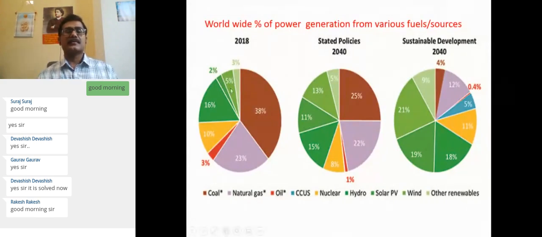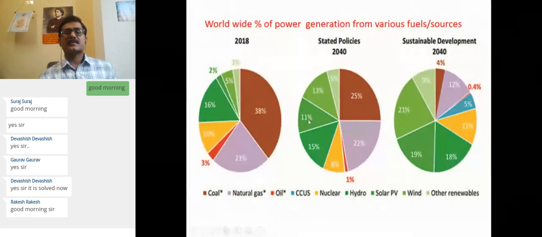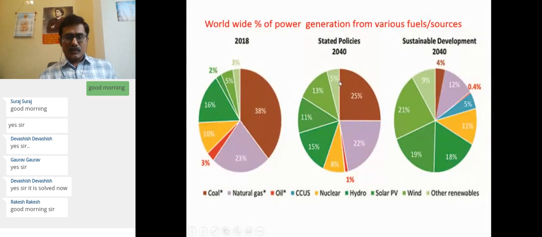Then the wind, currently 5%, is targeted to be 13%, so approximately tripled. Other renewables, 3% to 5%. So this 15% plus 11, that is 26. 26 plus 13 is 39. 39 plus 5 is 44. So nearly half of the energy requirements by 2040 are supposed to be satisfied, or the demand is going to be satisfied, with the help of the renewable forms of energy.